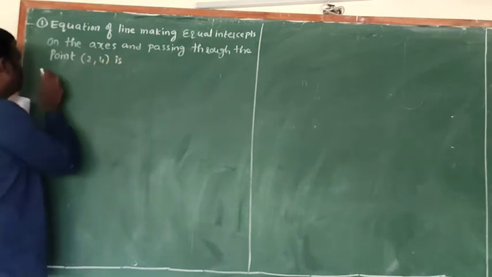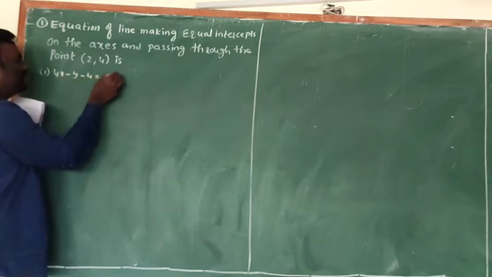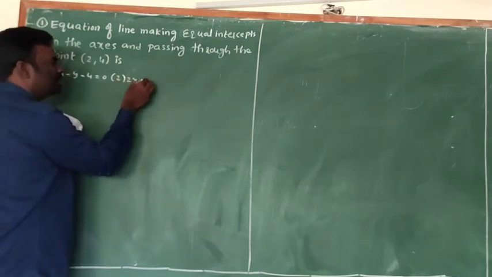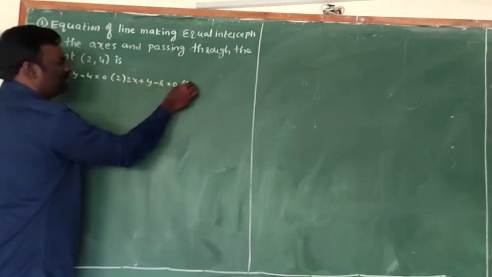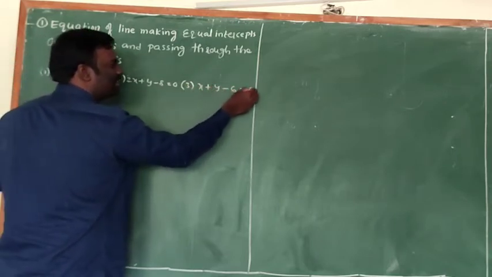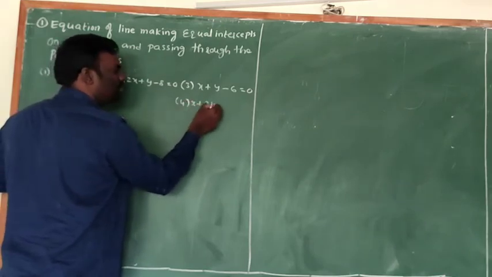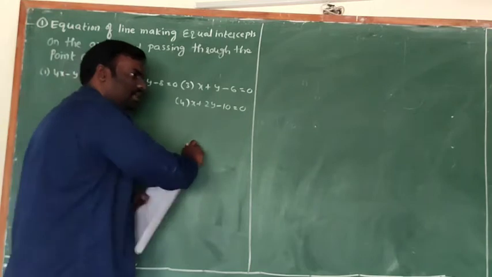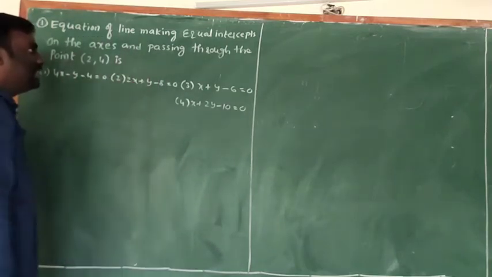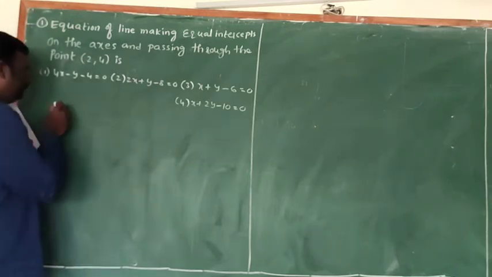This is the first question. First option, 4x minus y minus 4 equals 0. Second option, 2x plus y minus 8 equals 0. Third option, x plus y minus 6 equals 0. Fourth option, x plus 2y minus 10 equals 0. In this question, we need to find the equation of line which makes equal intercepts on the axis.